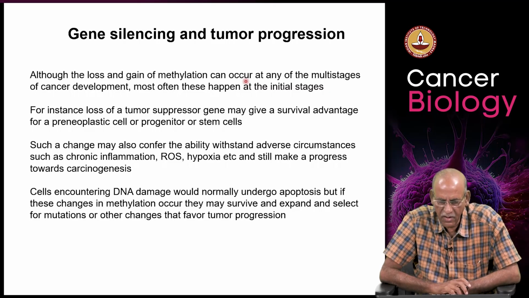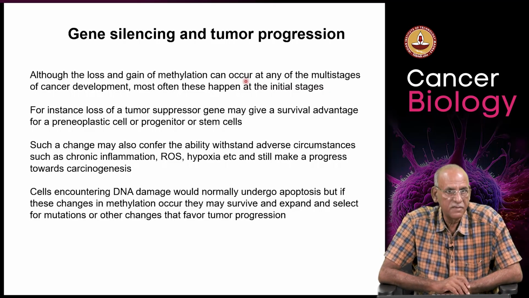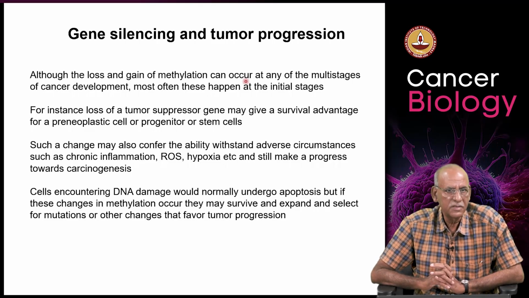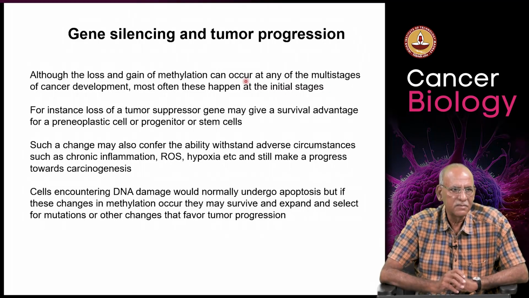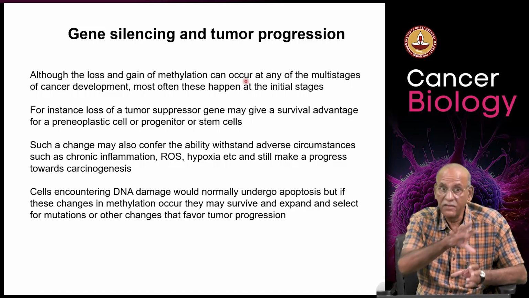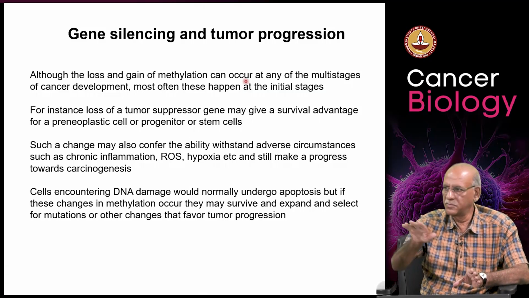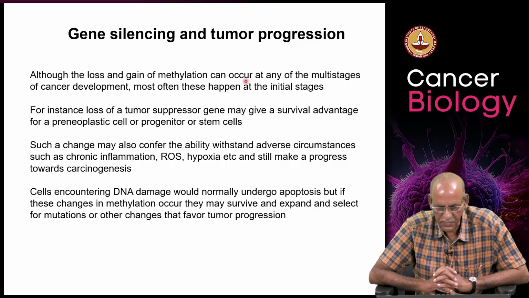Such a change may confer the ability to withstand adverse circumstances such as chronic inflammation, reactive oxygen species, or even the other condition, hypoxia, etc., and still make progress towards carcinogenesis. So you can regulate various factors that may ultimately favor the progression of the carcinogenesis. By playing with the epigenetic changes, you can ultimately make the cancer cells progress towards their development. So that is the idea. Of course, you can do the reverse also.